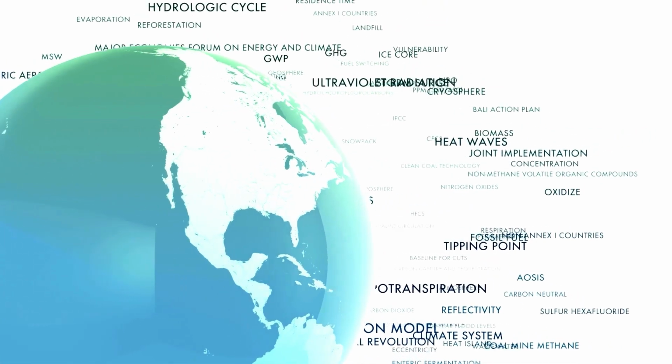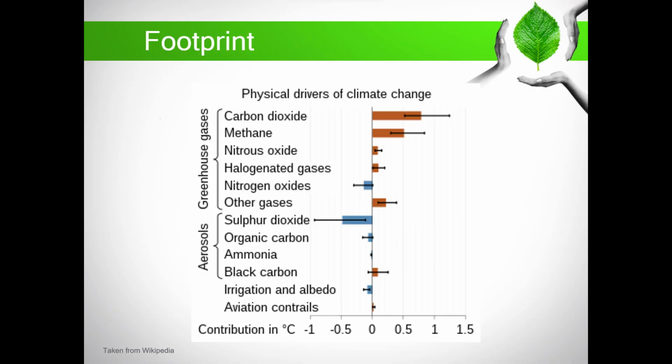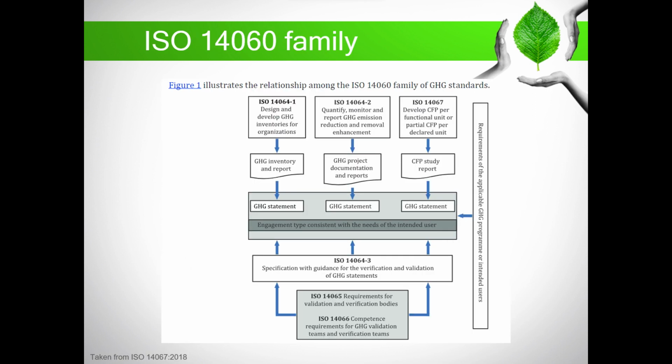In this course only, we will delve into carbon dioxide. CO2 is the focus of ISO 14067 and is also the main and major contributor to climate change. For the other gases, we recommend you study the standard ISO 14064, okay?